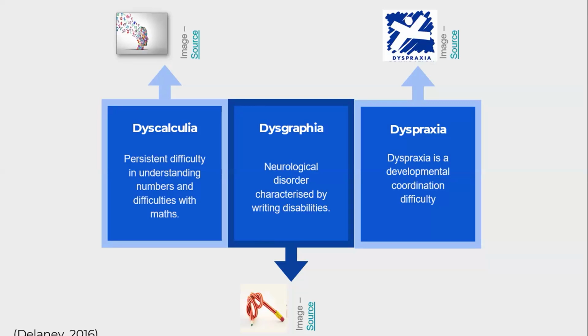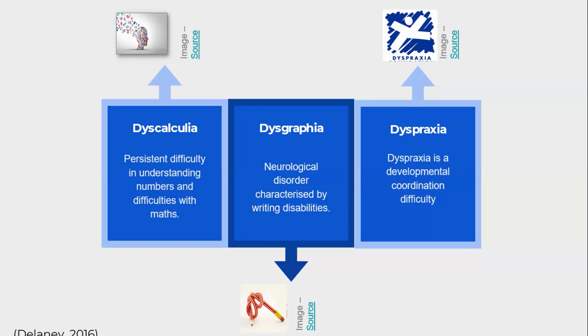Dysgraphia is a neurological disorder which is characterized by writing disabilities. Here students have difficulties with motor skills. They might have an awkward grip of the pen or pencil, so they cannot write properly, or they might have difficulties understanding sentence structure, organizing their thoughts, processing the language and talking in English.